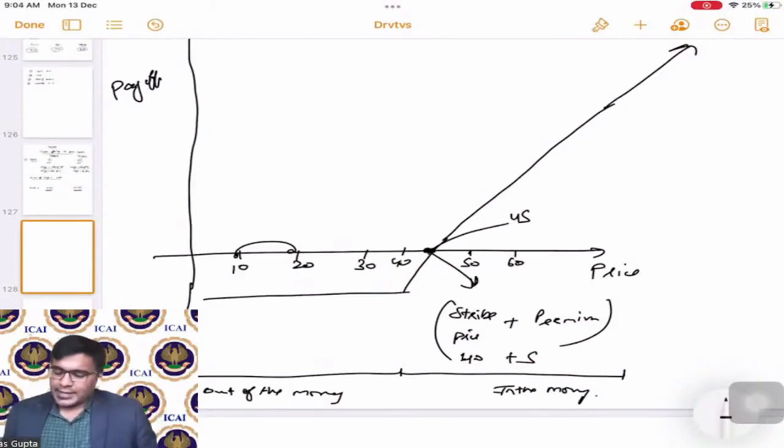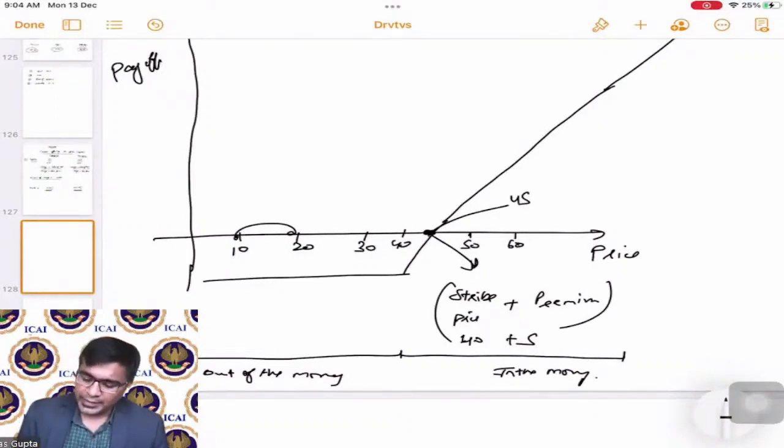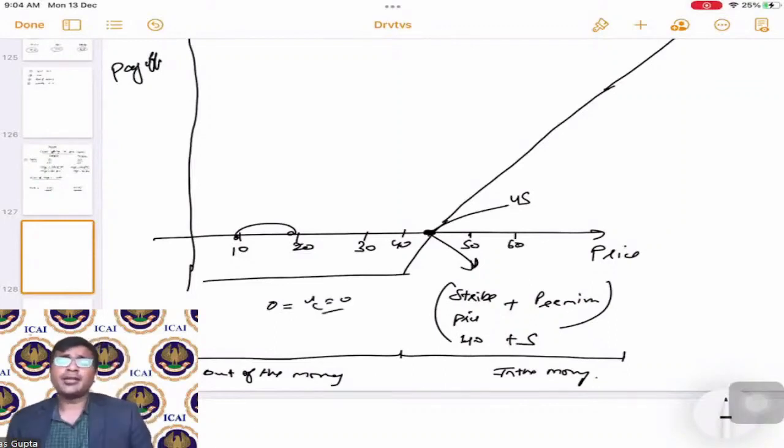So what I was saying is that in case of out of the money, till the option is out of the money, any change in the spot price is not going to impact the value of a call option. Is that right? Yes, because the moment it goes from 10 to 20, the payoff is still equal to zero only, right? And hence the payoff is zero, the value of call will also be zero or less.